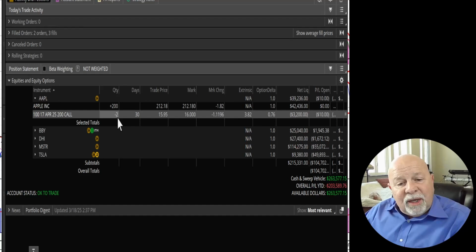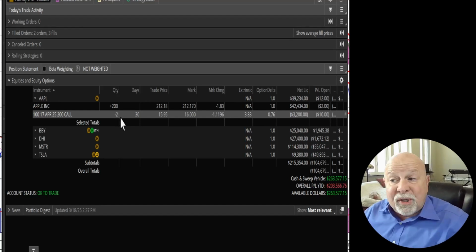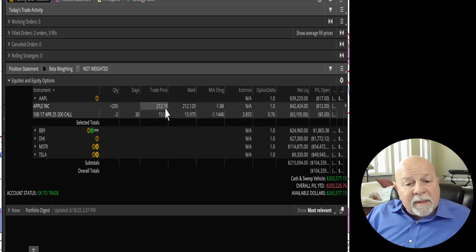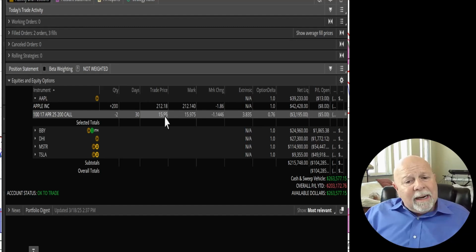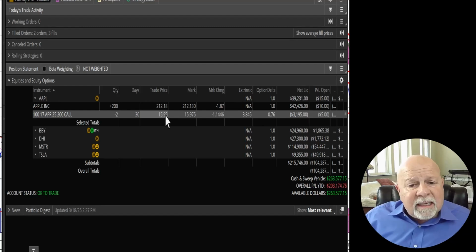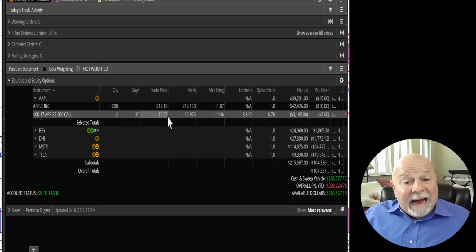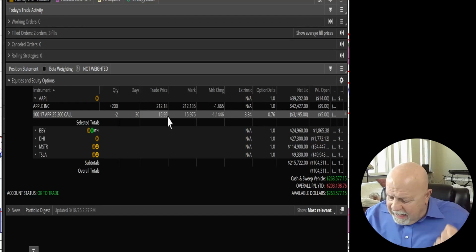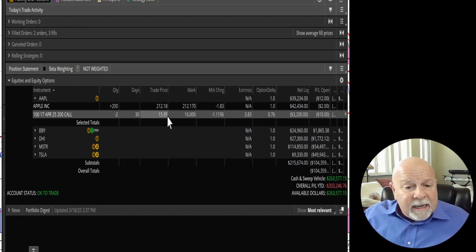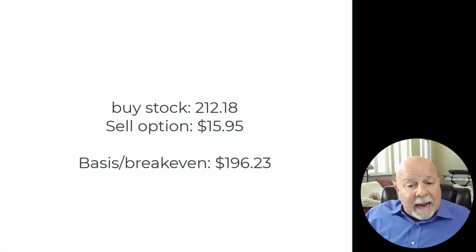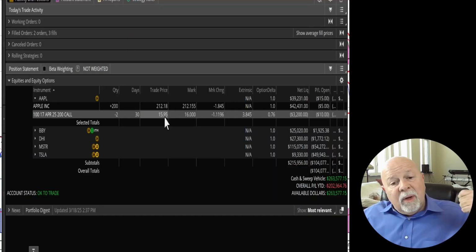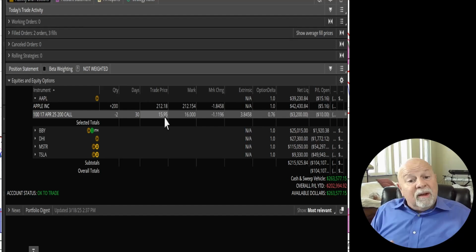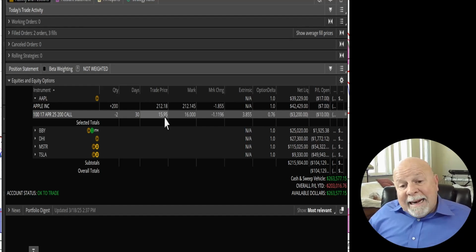Now, it doesn't seem like a huge amount of money, but here's how the math shakes out. Okay, so we bought the stock at 212.18, and we sold the call for $15.95. Now, what does that $15.95 signify? Well, it's cushion, right? I got $15.95, which brings my basis down to 196.23, because I subtract $15.95 from 212, and now I'm in it for 196.23. Interesting. That's the swing point. Right around that 196 level is where I wanted to have my break even. So the stock could fall all the way down to the 196 level, and I still haven't lost any money.